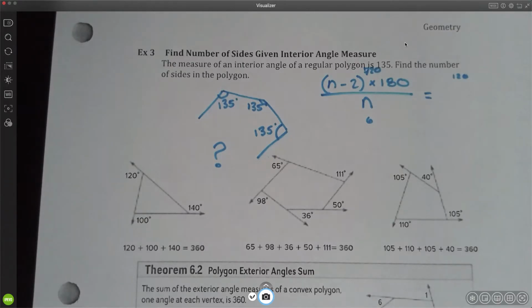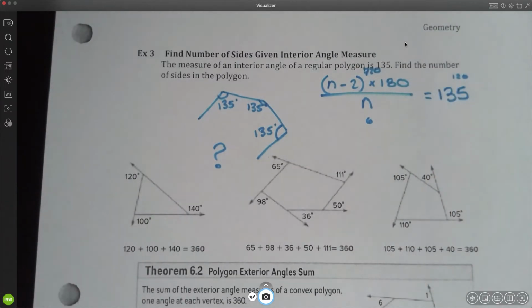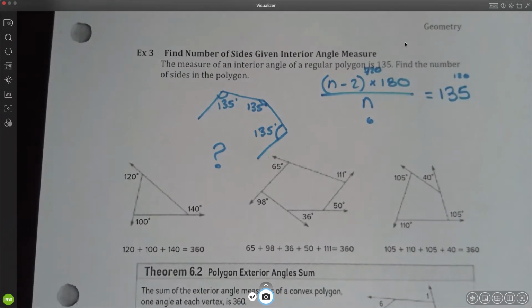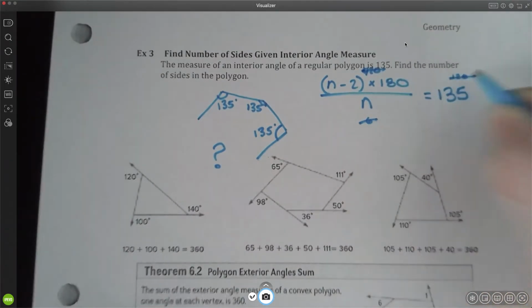What did they say it's going to be equal to? 720. Look at the problem. 135, right? They're saying instead of it being 120, it is actually 135, and now we have to rearrange this to solve for n, right? These numbers here, the 720, the 6, and the 120 were just what we got before.